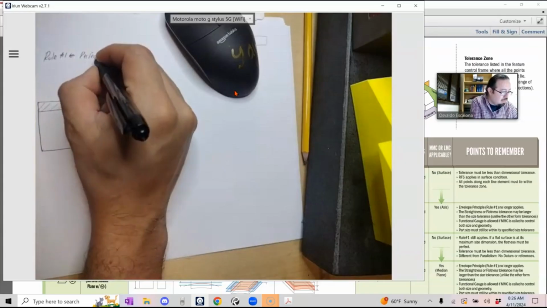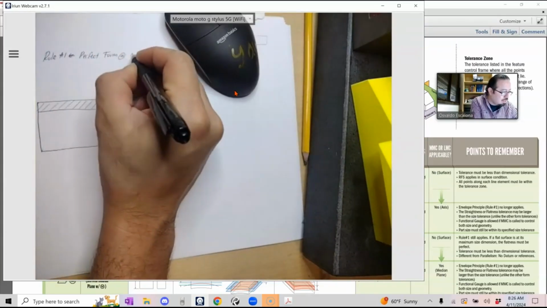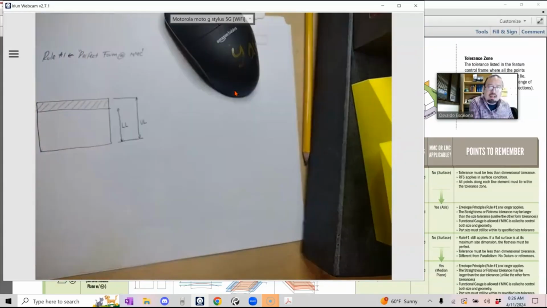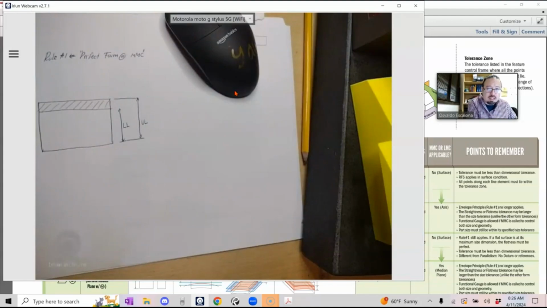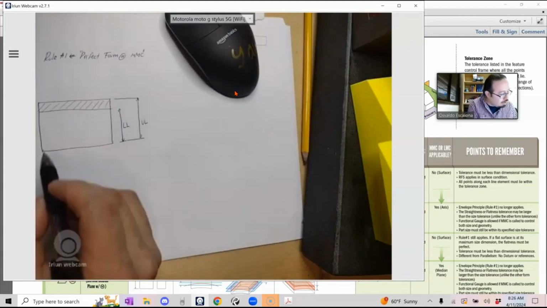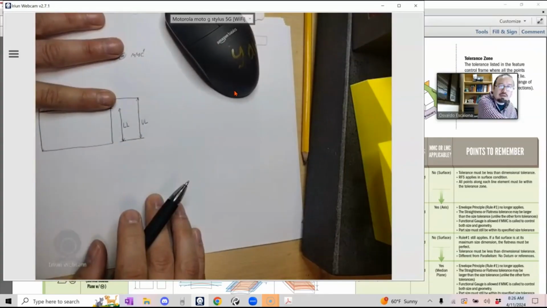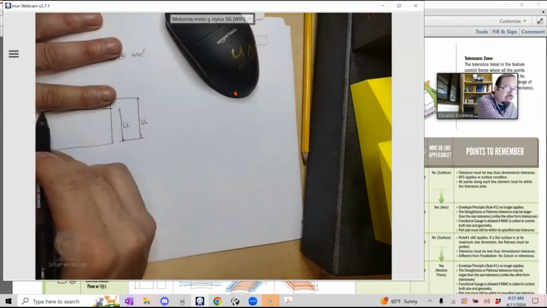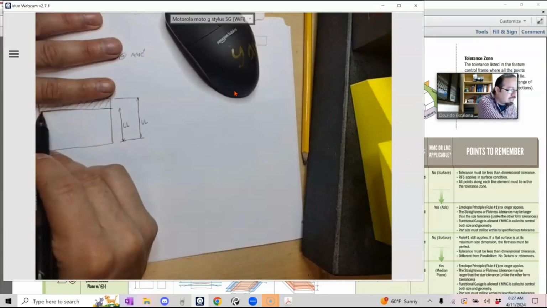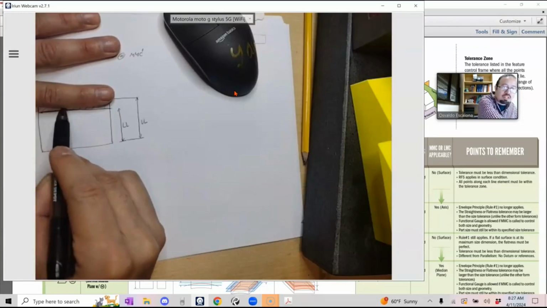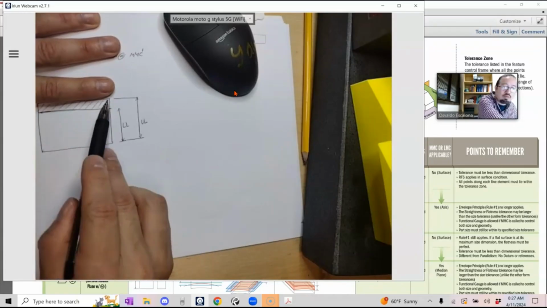And that is perfect form at MMC. This is my summary: perfect form at MMC. This is pretty much what it's telling you. It's telling you, you know what? If your part gets to be at LMC, let's say that the part came in small, right? You can have a variation, and the variation can increase all the way, in terms of form discrepancy, as far as you get to the upper limit.